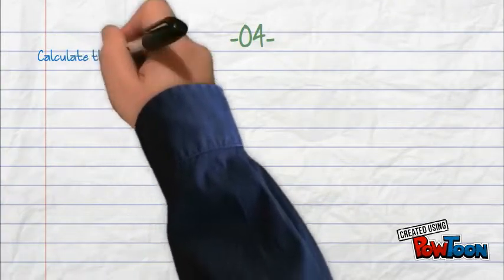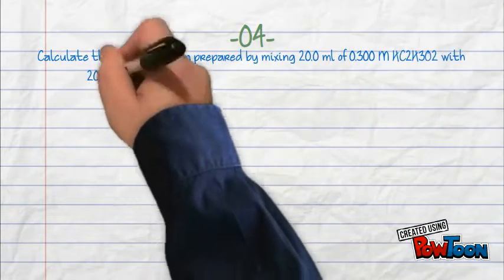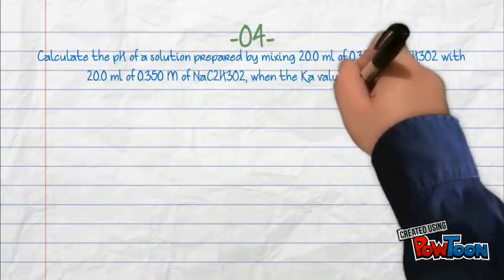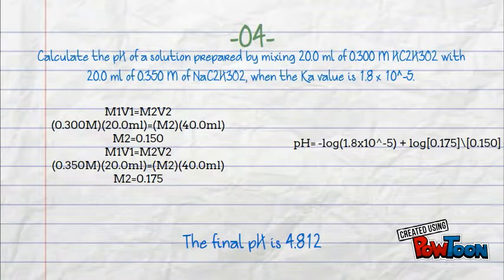Calculate the pH of a solution prepared by mixing 20 mL of 0.3 molar acetic acid with 20 mL of 0.35 molar sodium acetate when the Ka value is 1.8 times 10 to the negative fifth. First, use the dilution equation to find the final molarities, plug them into the Henderson-Hasselbalch equation, and your final pH is 4.812.